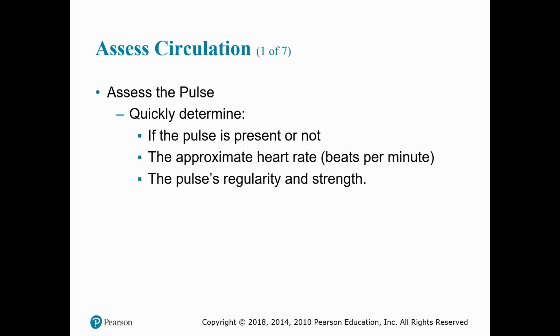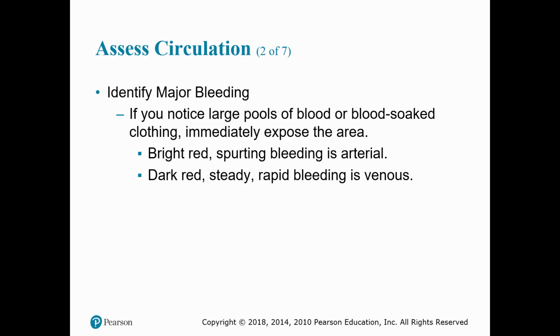We've identified some major bleeding. If we notice there's large pools of blood or the clothing's blood soaked, we need to immediately expose where we notice that blood at. And we want to make note, is it bright red? Is it spurting? That can indicate an arterial injury. Or if it's dark red, steady, and rapid, that could be a large venous vessel.